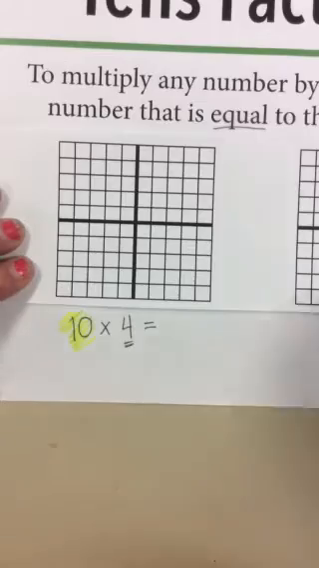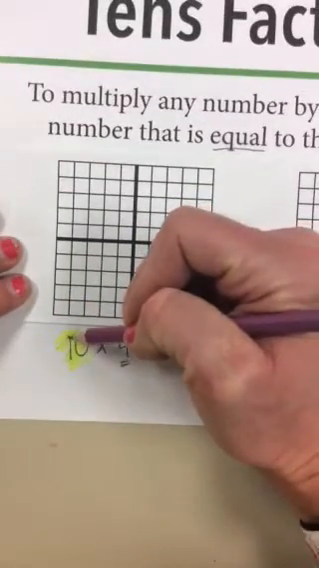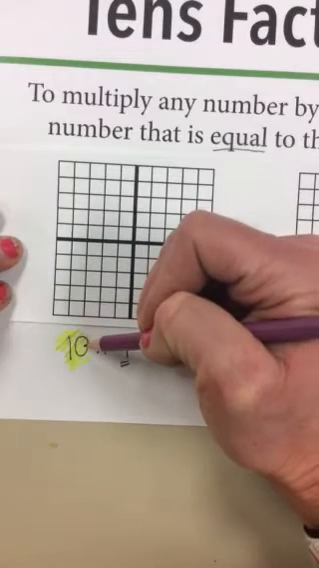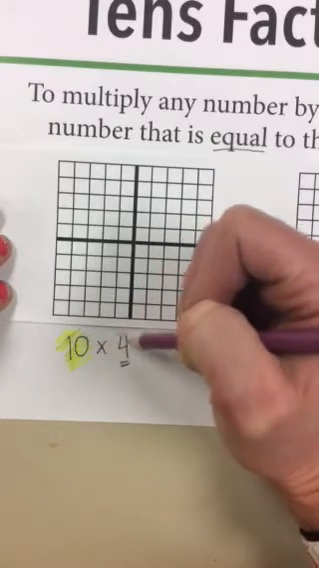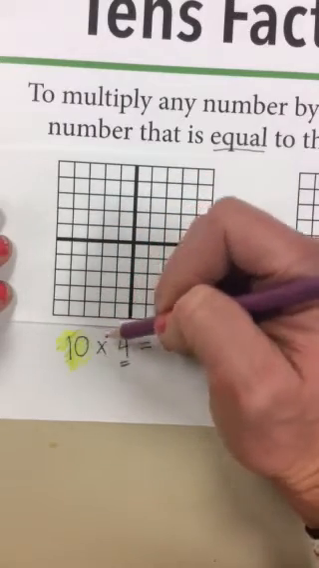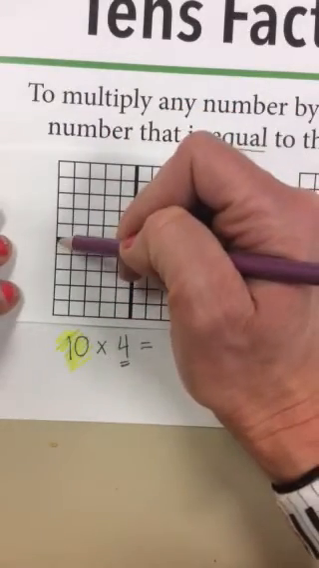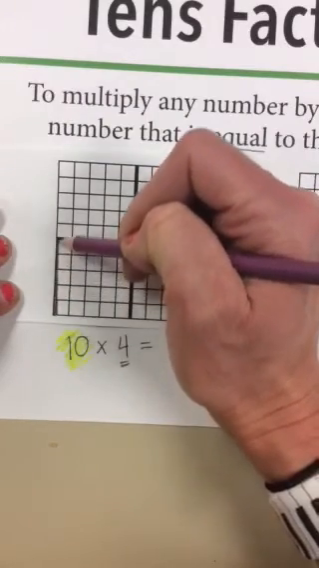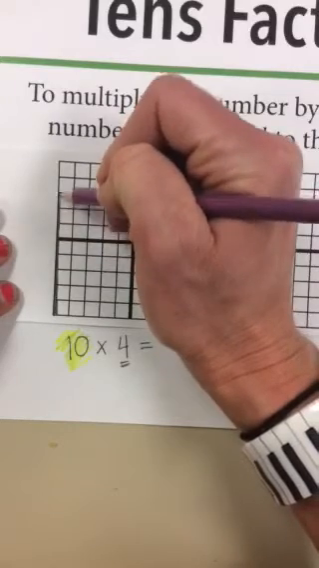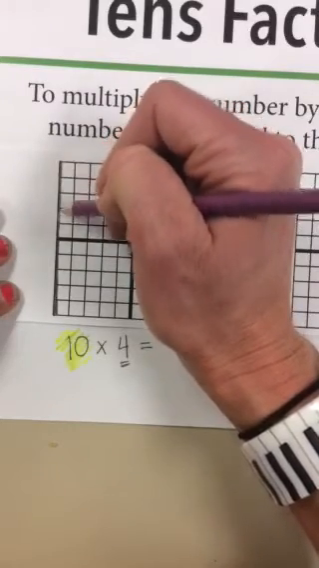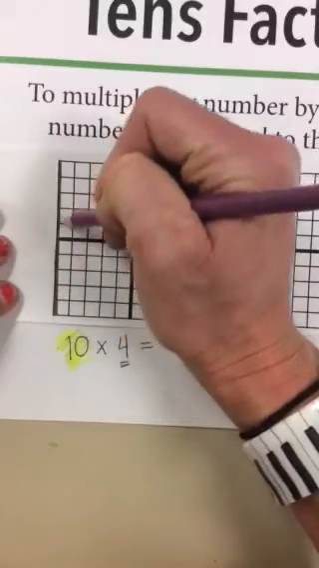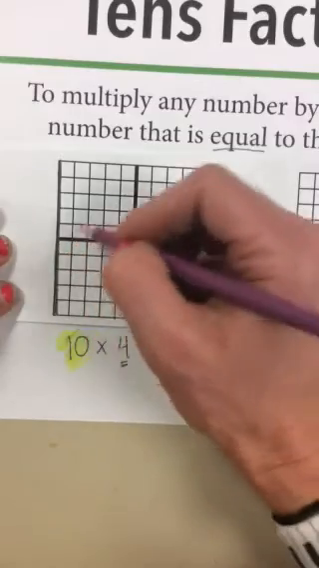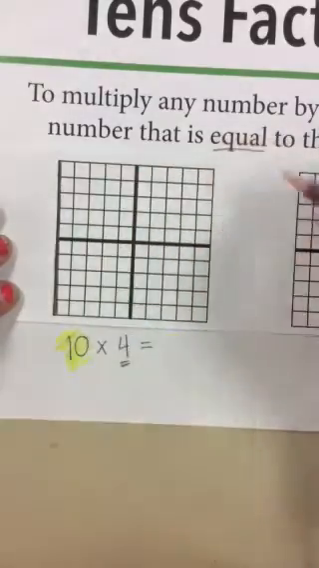Nice. Okay, let's draw it. So we have 10 groups of 4, or 10 rows of 4, or 10 rows by 4 columns. So let's see. 10 rows. Outline it. We are outlining, not shading in everything yet. So I'm going to go to 10 rows. That is all the way up to the tippy top. 1 row, 2 rows, 3 rows, 4 rows, 5 rows, 6 rows, 7 rows, 8 rows, 9 rows, 10 rows.